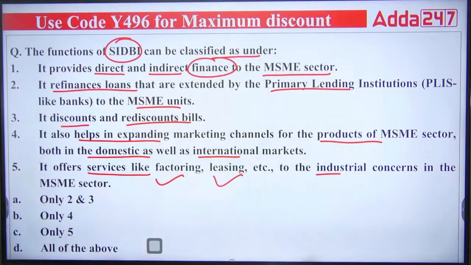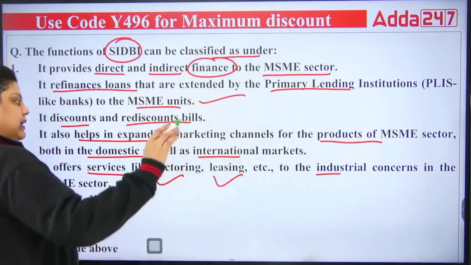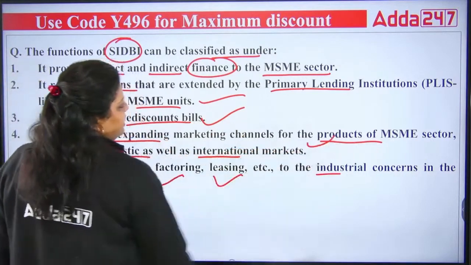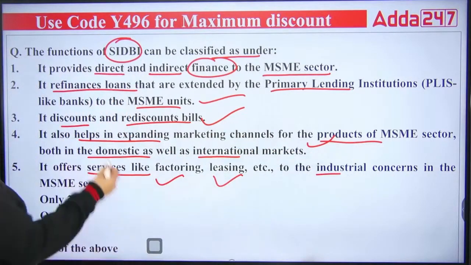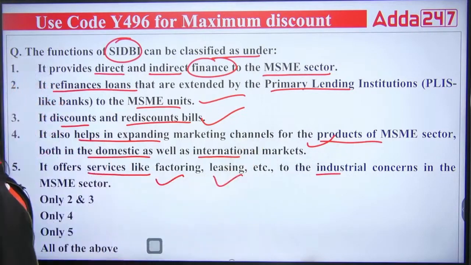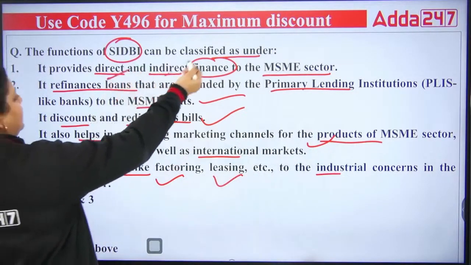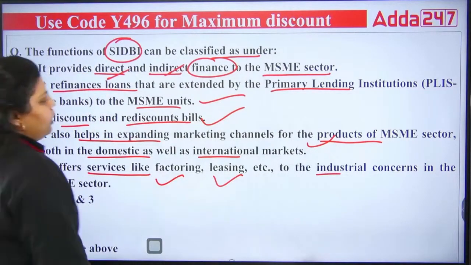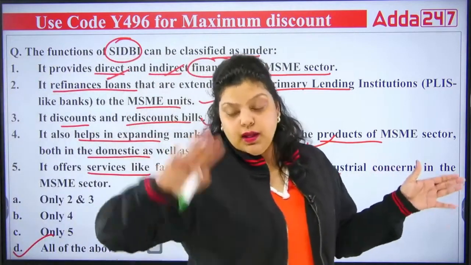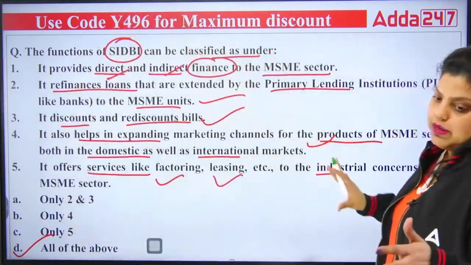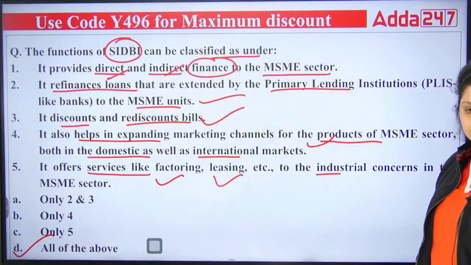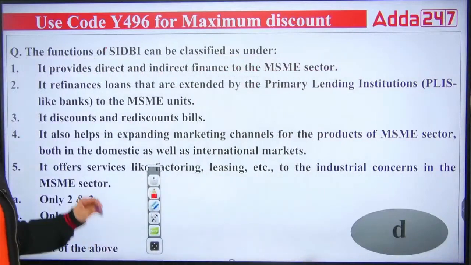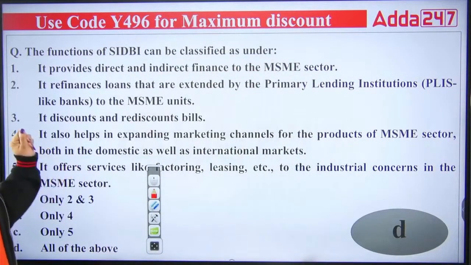SIDBI actually works for the MSME. It discounts and rediscounts the bills for the MSME. It also helps in expanding the marketing channel for the products of the MSME sector. It offers services like factoring and leasing to the MSME sector. It does provide direct and indirect finance to the MSME sector. So the right answer will be all of the above. All of these services are provided by SIDBI for micro, small and medium enterprises. Clear? So the right answer here is D, all of the above. Next question.